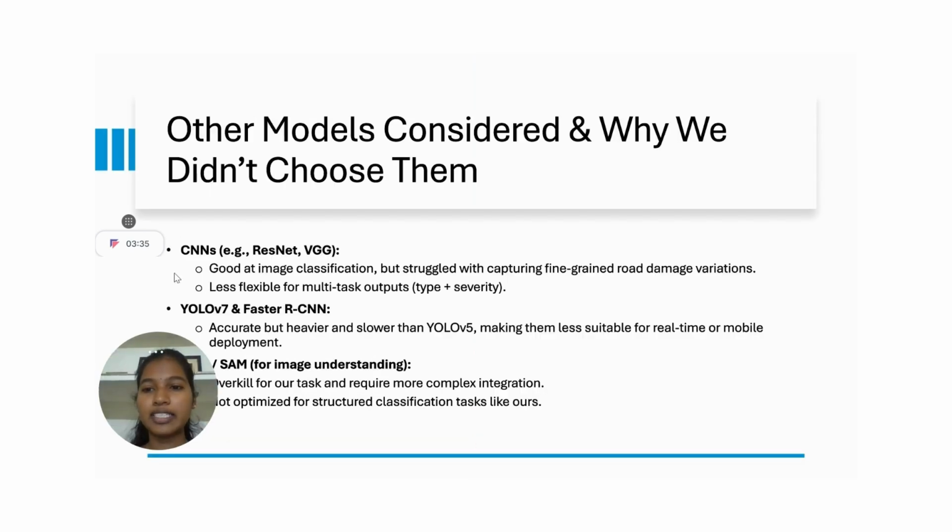Other model considerations. We also evaluated other models. CNNs like ResNet and VGG did not perform well with variations in damage type and lacked multi-task flexibility. YOLO V7 and Faster R-CNN were accurate but too heavy for real-time or mobile use.